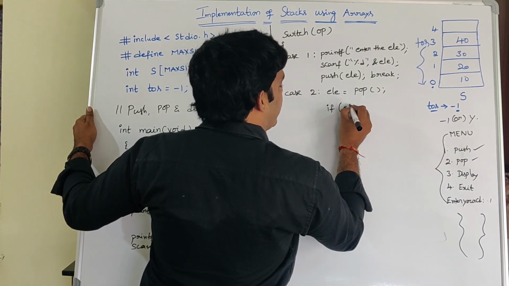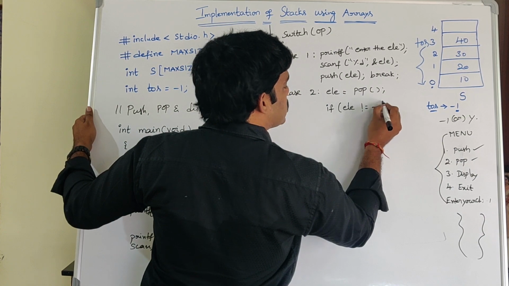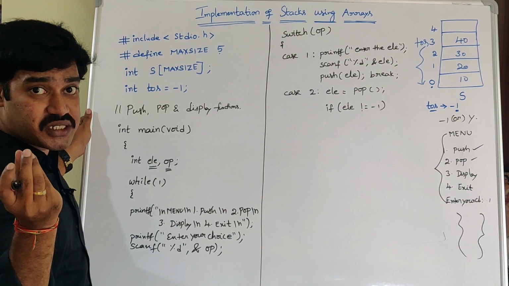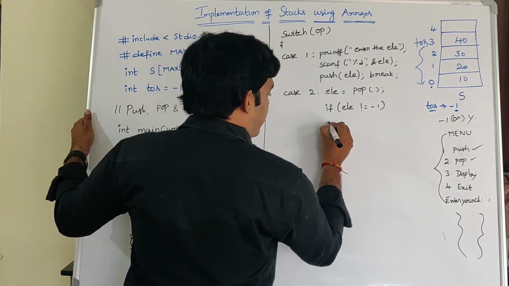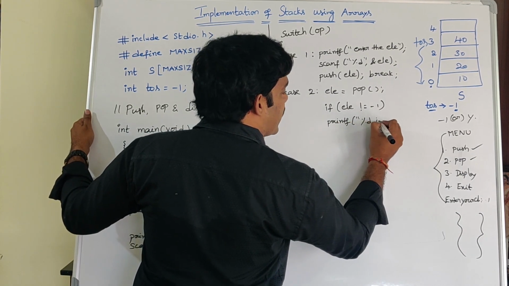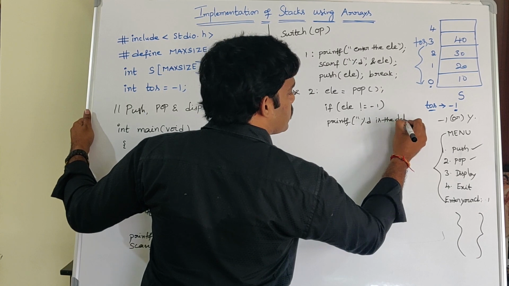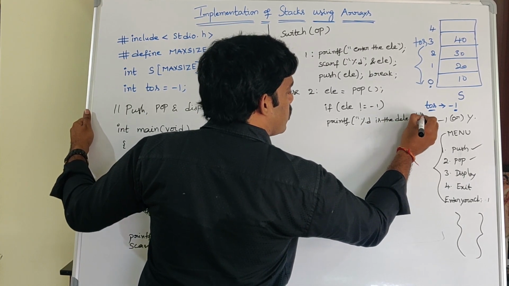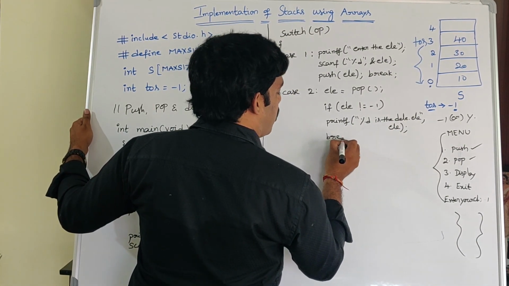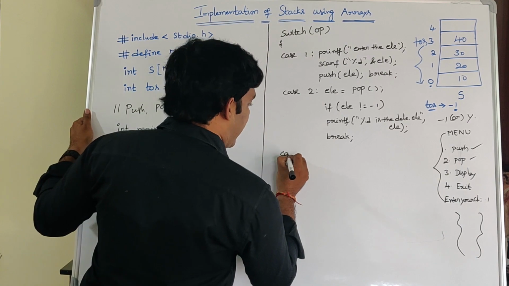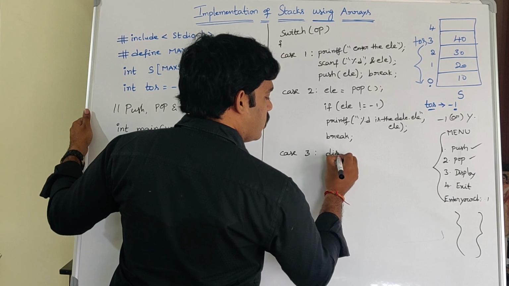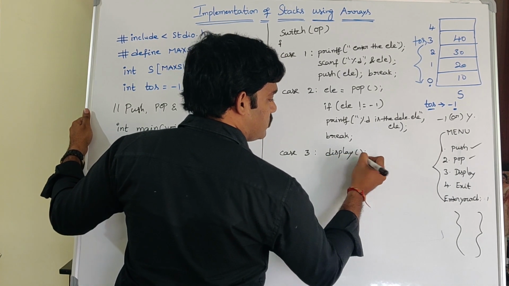So if element is not equal to -1, that means the stack is not empty, the pop function returns an element. Then printf %d is the deleted element, comma ele. Next break, to come out of case 2. Next case 3. What is case 3? Display. So simply call the display function and break.